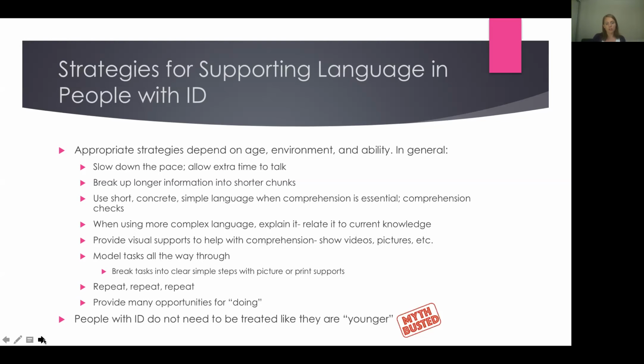Visual supports can really help with comprehension. So in a classroom, you'd want to make sure that you're showing videos and pictures. For people who have very severe ID, they may need visual supports even just to complete basic tasks. So here are all the steps for brushing your teeth. Here are all the steps for doing the dishes. Here are all the steps for getting dressed in the morning, those kinds of things.